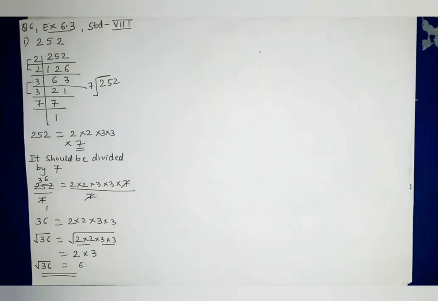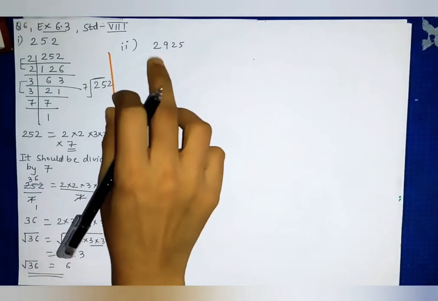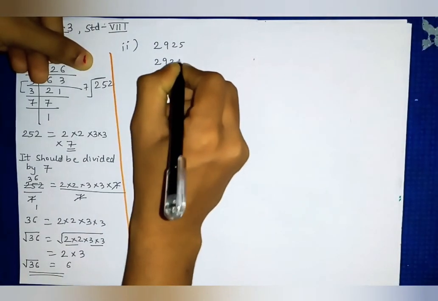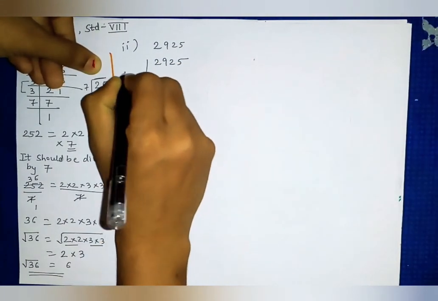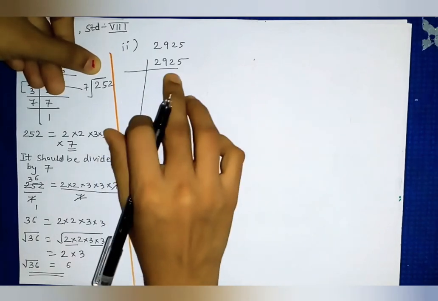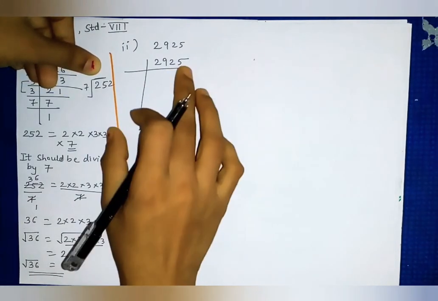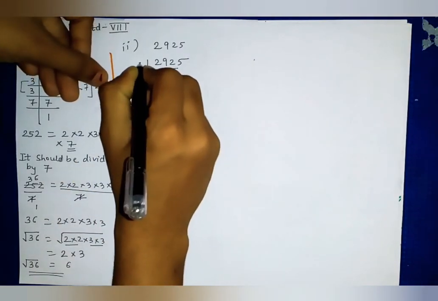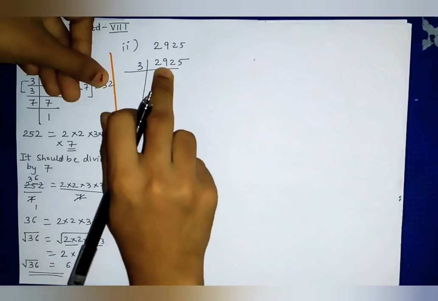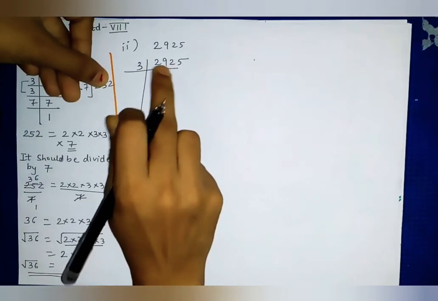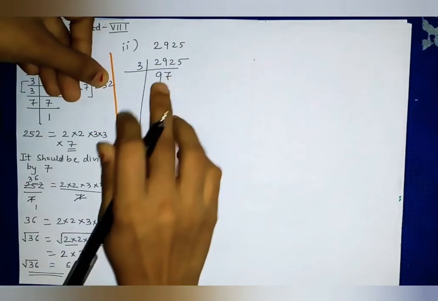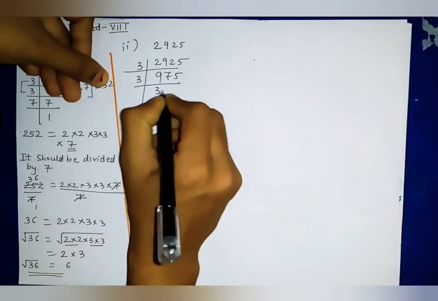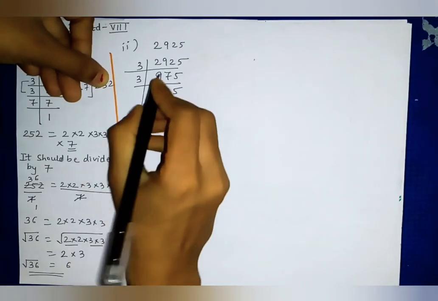Now next question, this is the second question, 2925. Now again we will take out the factors of 2925. Okay. So last digit is 5. So you can start with 5. But it is also possible with 3. So we will start with 3. Okay. So 3 9s are 27. 2 left. So 2 and 2, 22. So 3 7s are 21. Now 1 left. 3 5s are 15. Now here 3 3s are 9. 3 2s are 6. And 3 5s are 15.